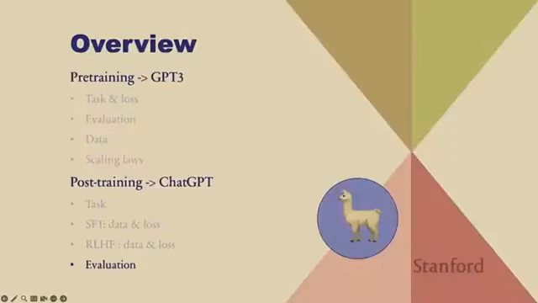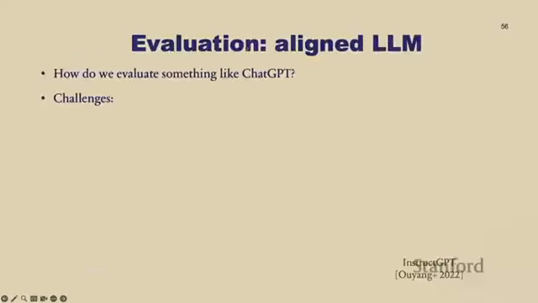Okay, so that gets us to evaluation of post-training. That goes back to your initial question at the beginning of the lecture. How do you evaluate something like ChatGPT? The answers that ChatGPT could give are basically unbounded. And it's not that there's one right answer. There are many answers that are just as good. So there are many challenges.